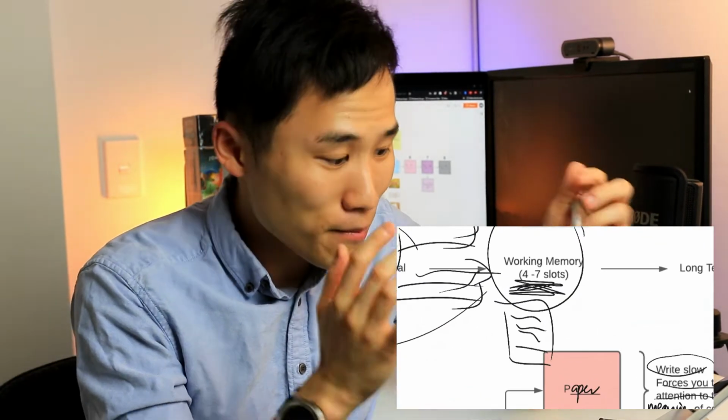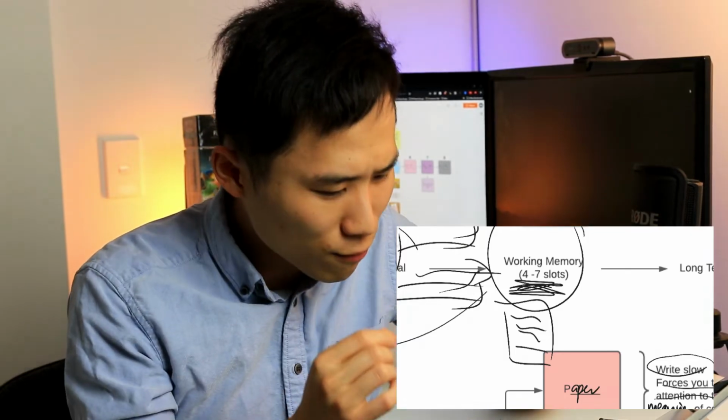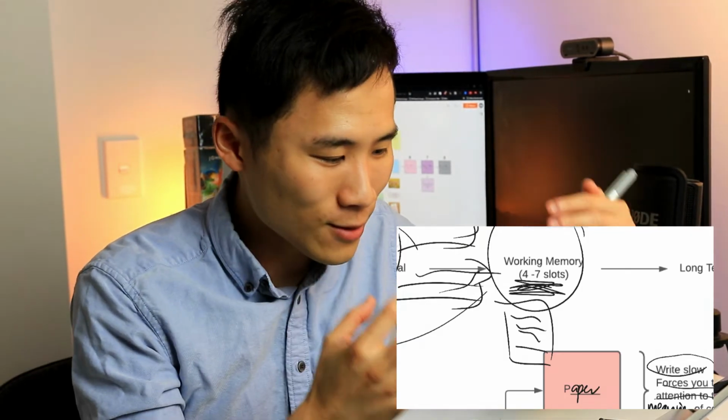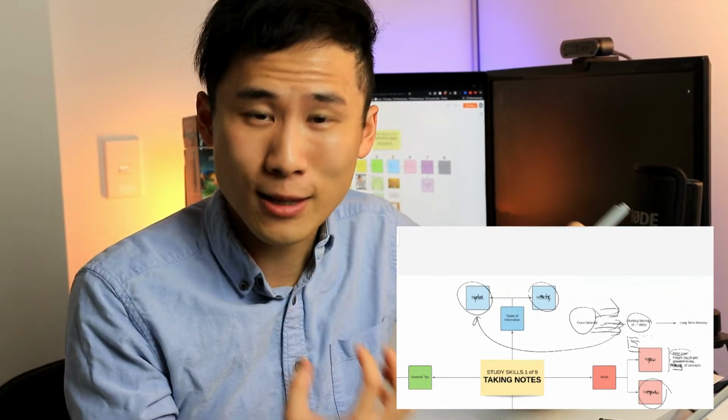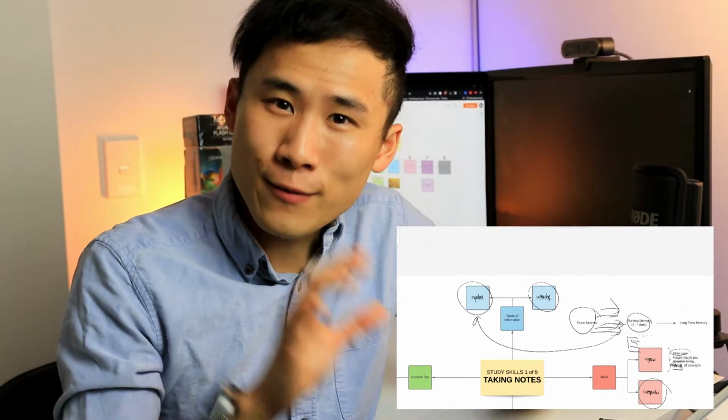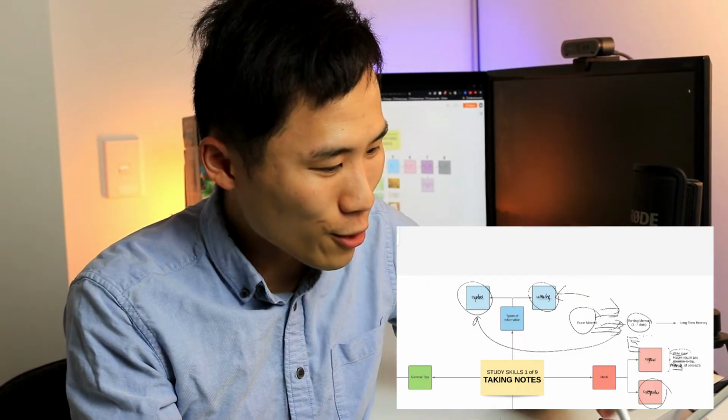to 7 slots of memory to actually try to process information and write down in your own words or synthesized words what you actually understand with this information that is thrown at you at the moment in class. So in turn, you're actually focusing much more on the meaning of the words, which is right here.